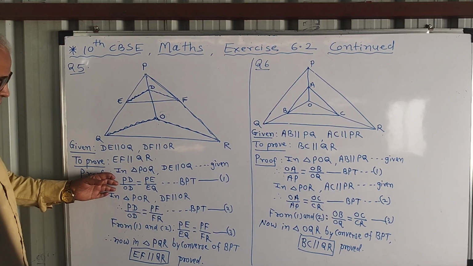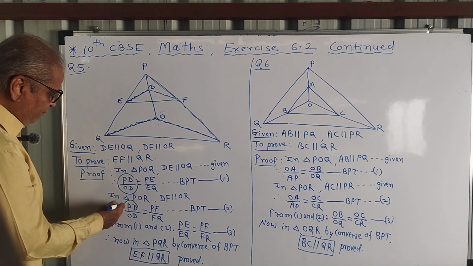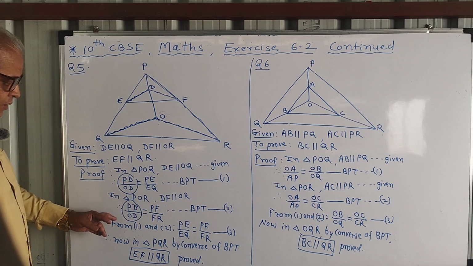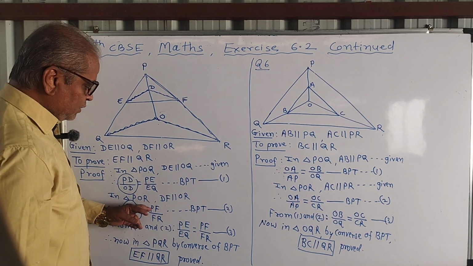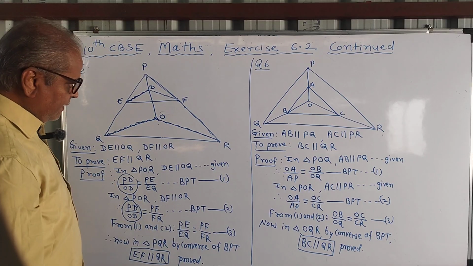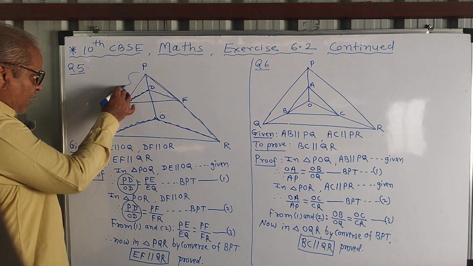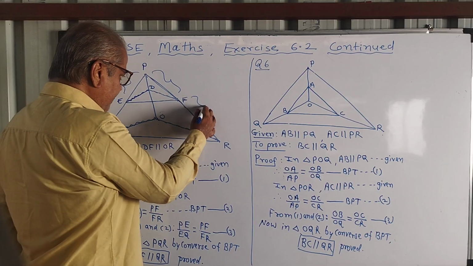Now look at statement number 1 and 2. The LHS is PD upon OD and PD upon OD. That means the RHS has to be equal. So from 1 and 2 I can write PE upon EQ is equal to PF upon FR. Now look at this third statement. PE upon EQ is equal to PF upon FR.